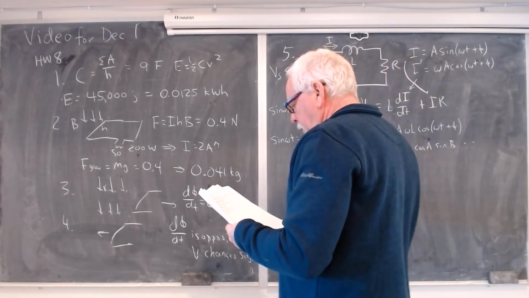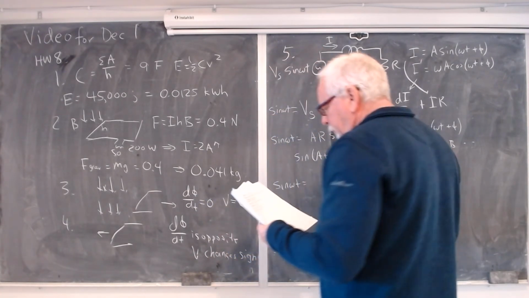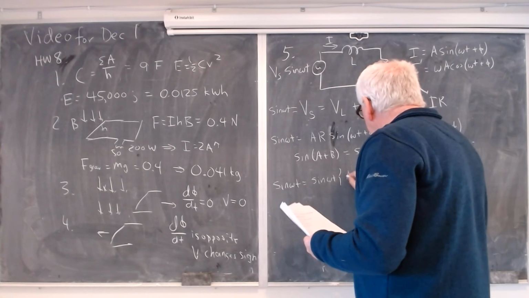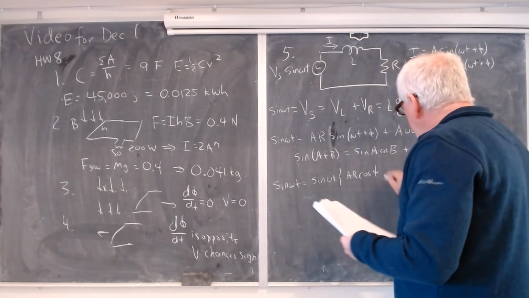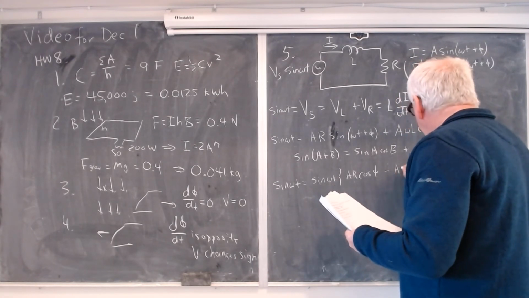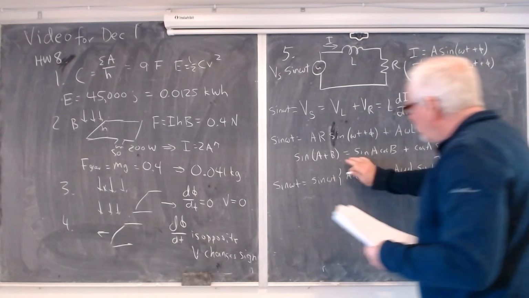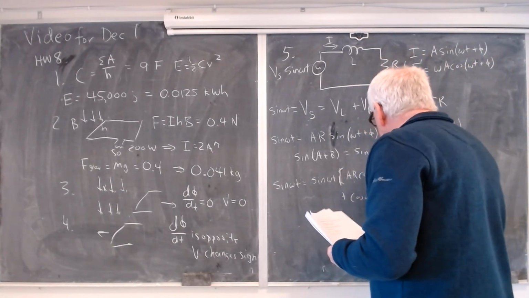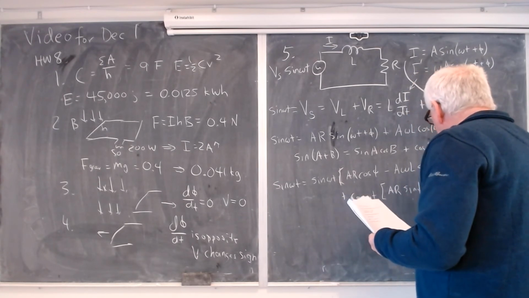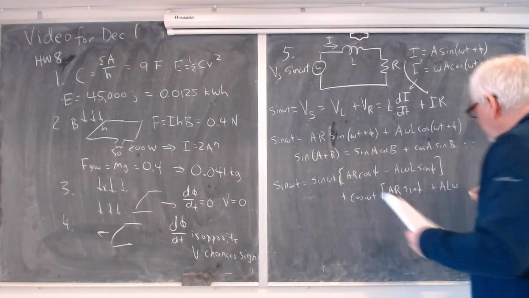And if you then plug it in, and let me see if I can collect terms in real time, you get sine omega t is equal to sine omega t times AR cosine phi minus A omega L sine phi, plus, collecting the cosine omega t terms, cosine omega t times AR sine phi plus A omega L cosine phi.